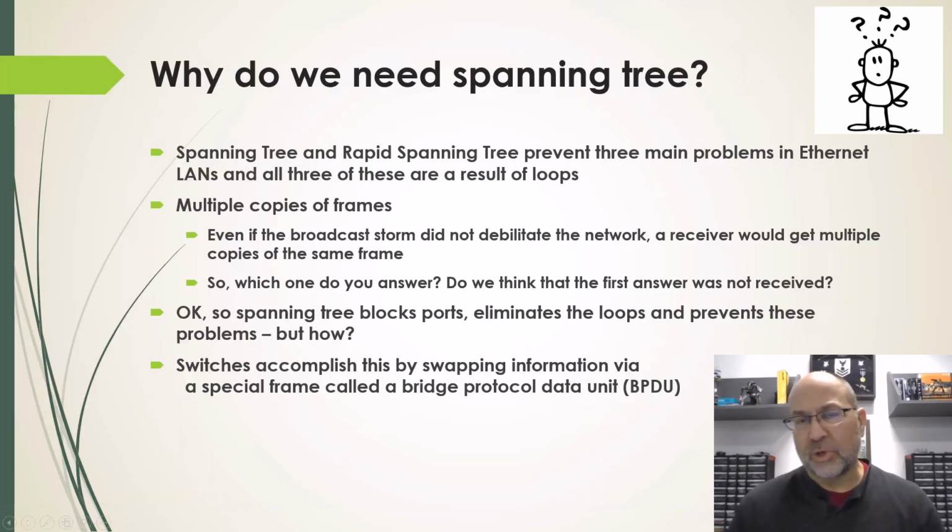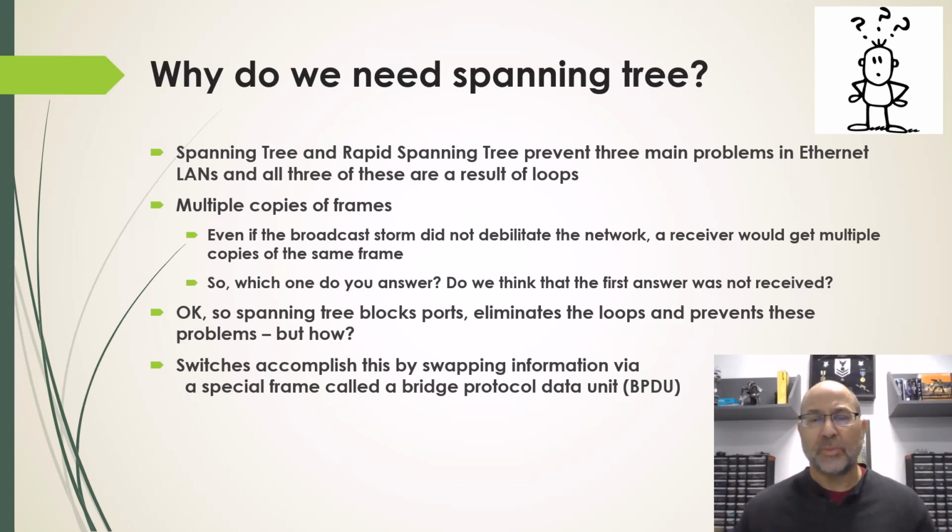And the third thing that the book talks about, why we need spanning tree, is that we got multiple copies of the frames, and we saw that with the broadcast storm. So which frame are you supposed to answer, right? We got all these ARP requests that are out there. Did I answer? Did I not answer? Do I answer all of them, right? So it's just all of this confusion out on the network.